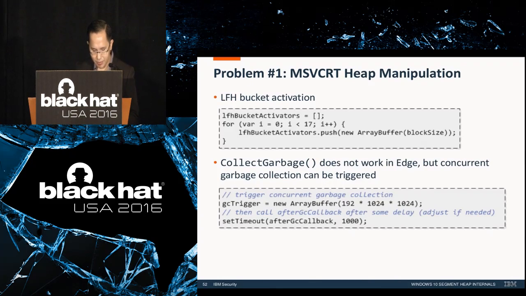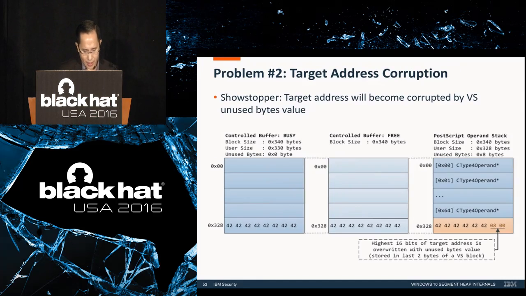So now we have the capability to allocate a block and free a block from the MSVCRT heap. But there's another problem to overcome. The problem is that the highest 16 bits of the target address will be overwritten here by the unused bytes value. Even if a larger control buffer is allocated and freed, the heap manager will split the size to where there are still 8 unused bytes. So this is a showstopper because the target address will become invalid due to the corruption.